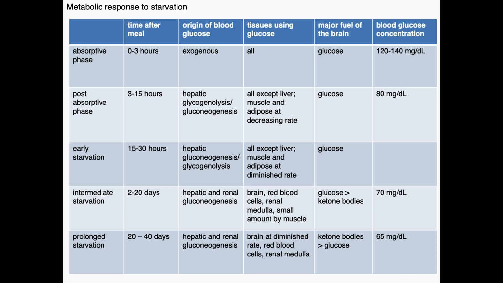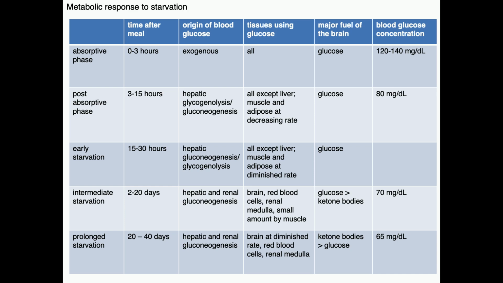Okay, so the brain is going to be using glucose as its preferred fuel up until we get to very advanced starvation. And when we're in a month or so of no food, then the brain is going to be using ketone bodies as its major fuel.